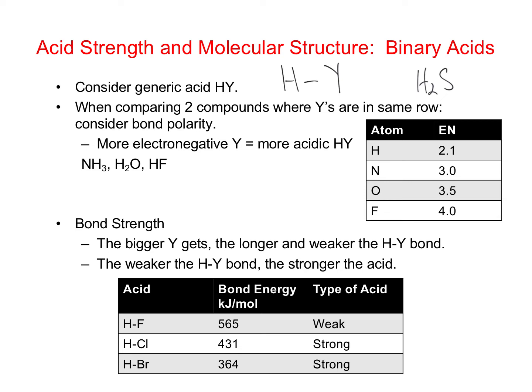Now we have these two different trends that may be competing. We use the bond polarity when we're talking about nonmetals that are in the same row, like nitrogen, oxygen, and fluorine. So same row, use the bond polarity argument. If they're in the same column, then we would use the size argument. And if we have a mixture of things that would predict different things, that would be a hard question, one that I would not ask.